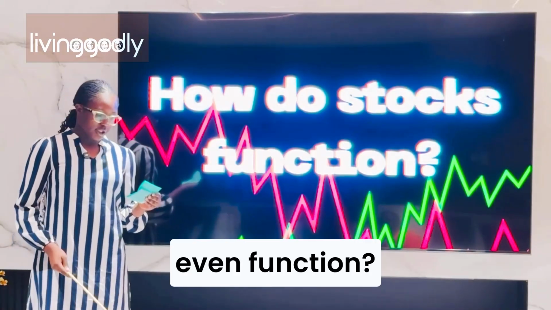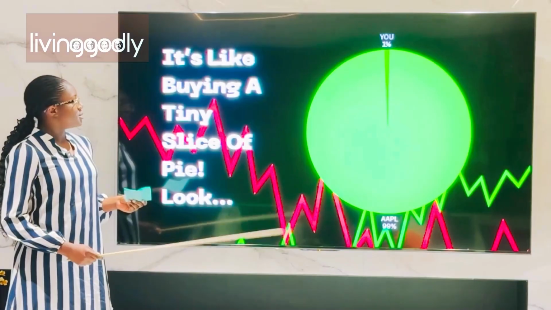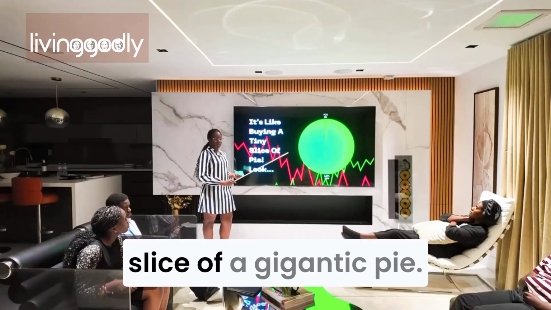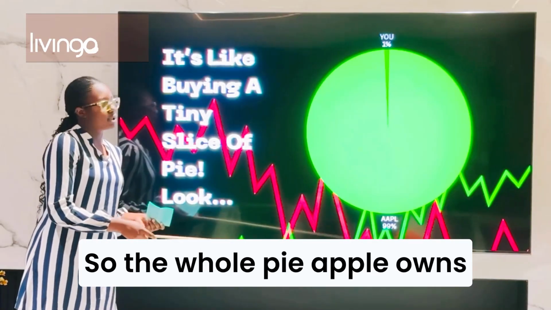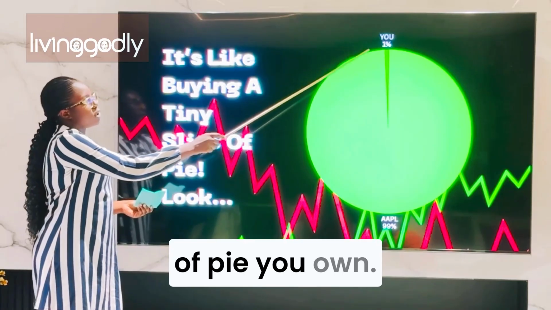Now, how do they even function? Look at it like this. It's like buying a tiny slice of a gigantic pie. So the whole pie, Apple owns. This little sliver of pie, you own.